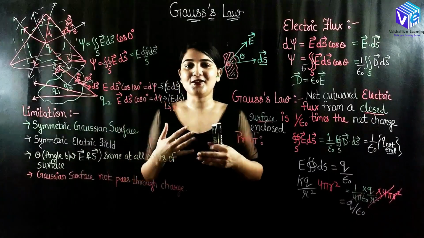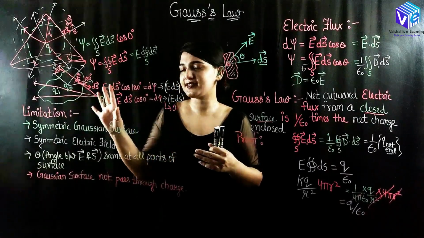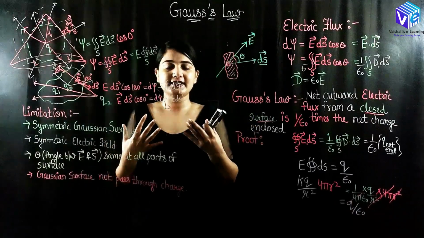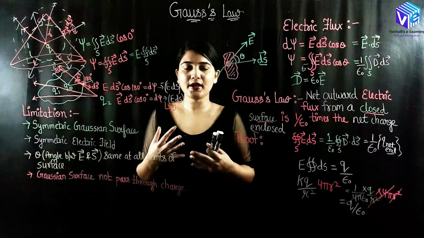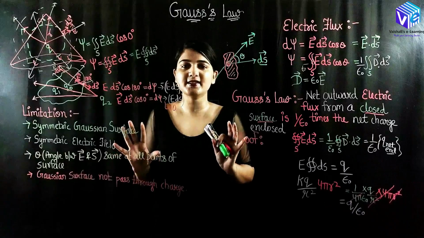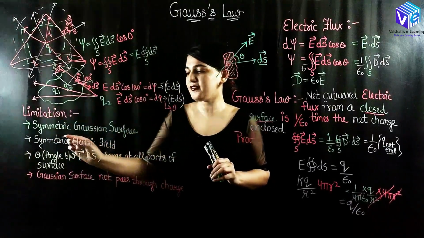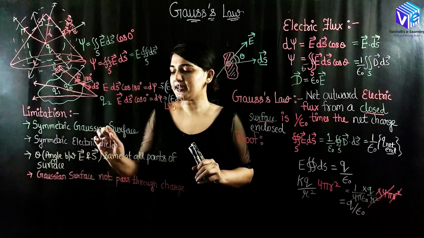So Gauss's law will fail for this kind of surface. I require symmetric surfaces like I discussed with the sphere, or the cube, which will also be a symmetric surface. So now we require a symmetric Gaussian surface, and we require a symmetric electric field.